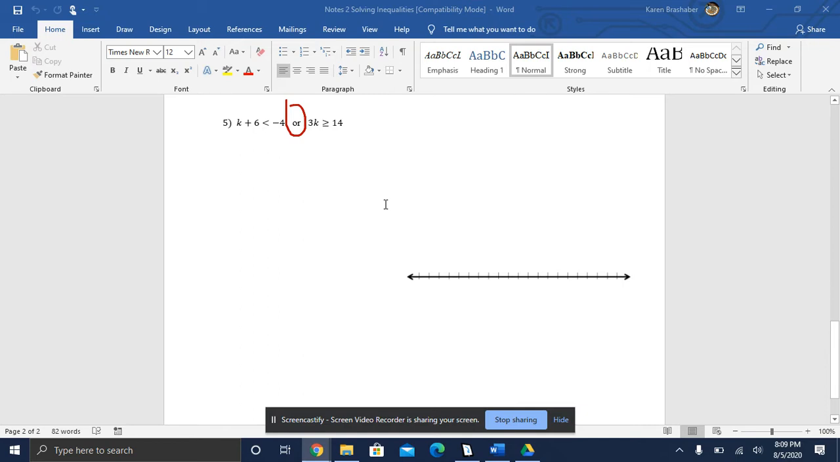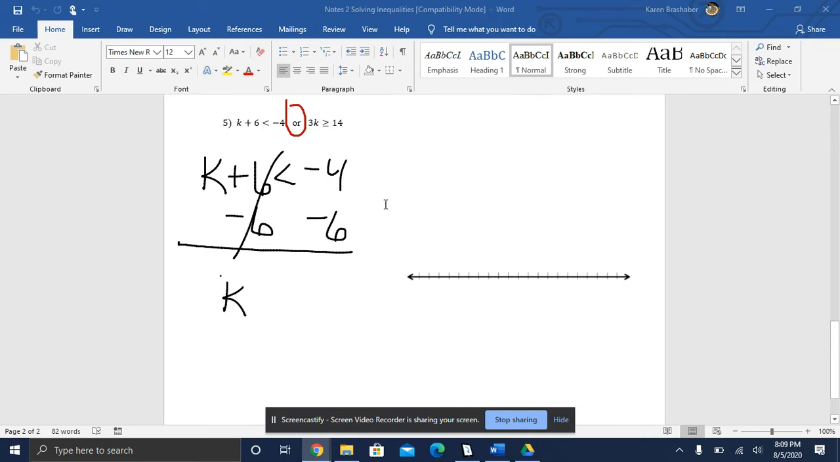So we'll start with the k plus 6. I'm going to go ahead and rewrite that: k plus 6 is less than -4. I'll work just on that part. I want to get the k by itself, so I'll subtract 6 from both sides of the inequality, and that zeroes out 6 minus 6. I'll have k is less than, and -4 minus 6 is -10. So k is less than -10.